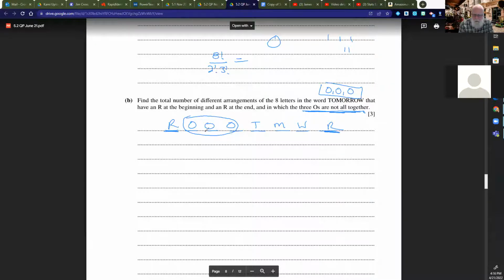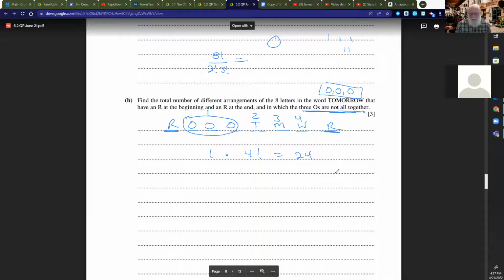Now, how many ways can these O's be arranged? 1. That's the first thing I figure out. Now I'm going to count them as 1 thing, 2 things, 3 things, 4 things. How do I arrange my 4 things? 4 factorial. Are there any duplicates? No. So what's 1 times 4 factorial? 24. That's how many ways they can be arranged where the O's are always together.